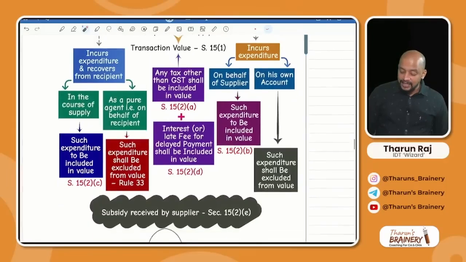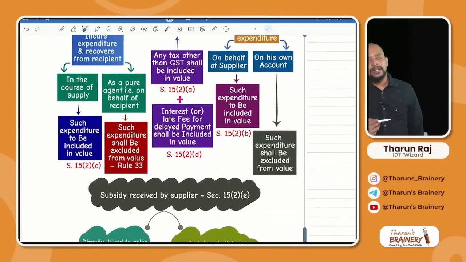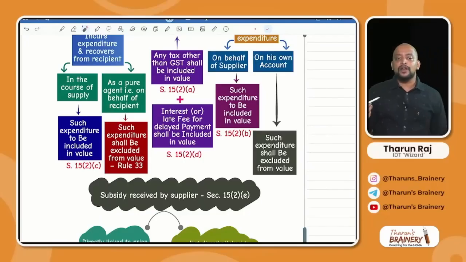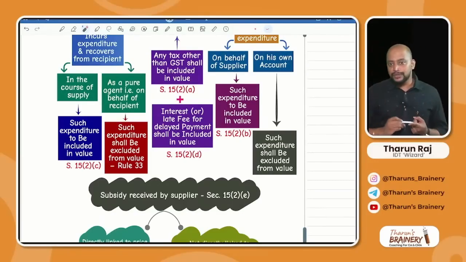15.2d says interest, late fee or penalty for delay in receipt of consideration. That is, I have to get the money on time, you did not pay me on time, for which I will be charging you interest. That should be included in the value. Got it? So what are the inclusions we have seen? 15.2a, taxes, duties and cess other than GST should be included in the value.